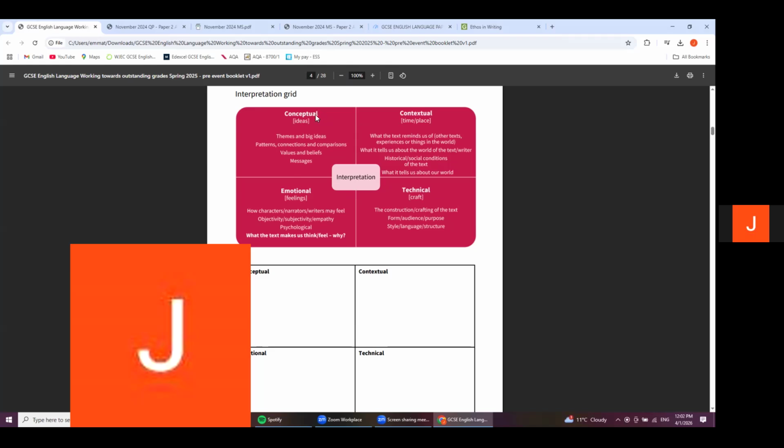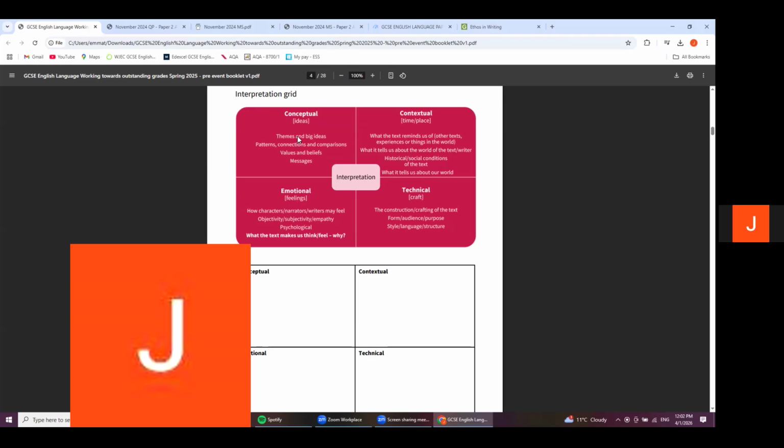We have the conceptual, the ideas in the text; the contextual, the time, the place, what the world was like at the time; the technical, the craft element of how the writer has pieced together their piece of writing; and also the emotional responses of the characters, as we've seen with the robber fearing for his life and running away. Certainly we're considering the feelings of certain characters.